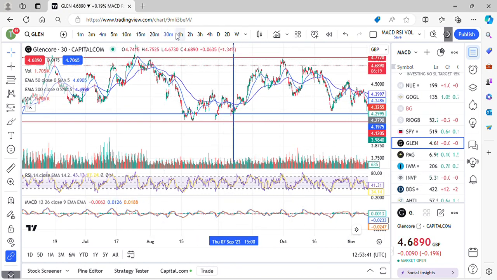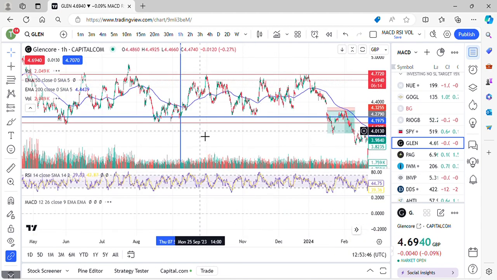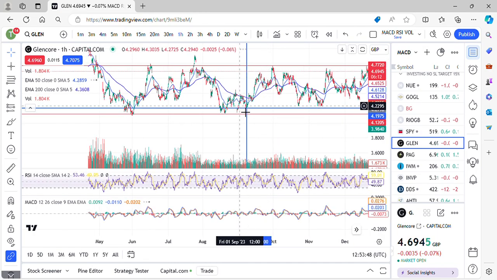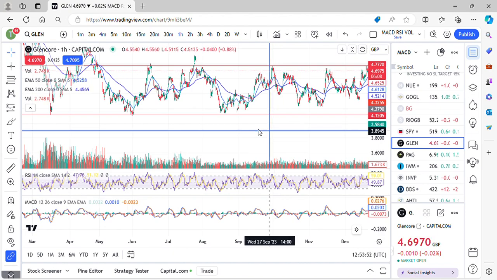So let's have a look at the 1 hour time frame. Same thing with the 1 hour time frame. You can see the support level on here as well.